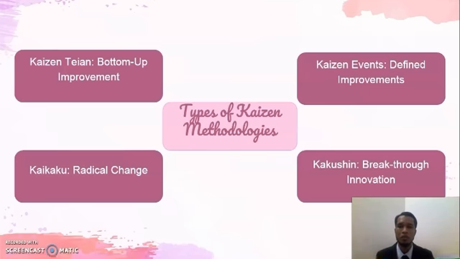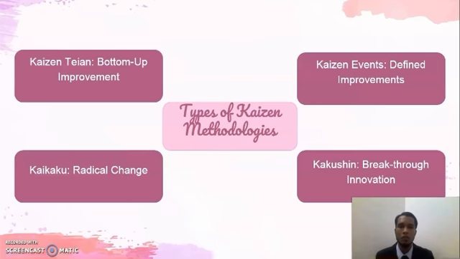Next is Kaikaku, radical change. Kaikaku radical change focuses on incremental changes. It describes a process where an entire organization is focused on a radical transformation, such as traditional bookkeeping of accounting. They change to the systematic software of bookkeeping accounting.